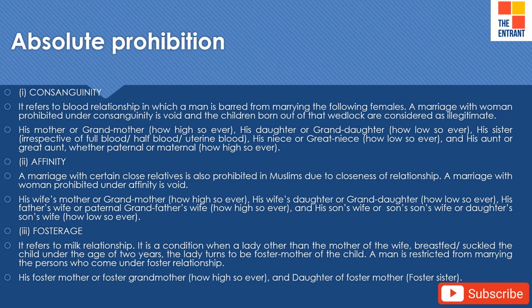The second absolute prohibition is affinity. A marriage with certain close relatives is also prohibited in Muslims due to closeness of relationship. A marriage with a woman prohibited under affinity is considered to be void.